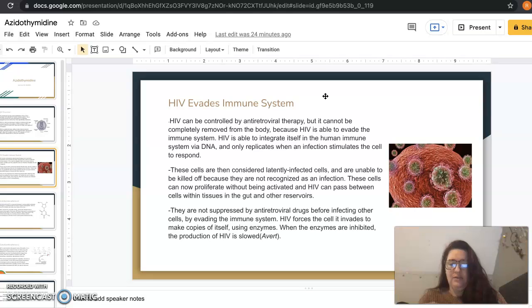HIV forces the cell it invades to make copies of itself using enzymes, and when these enzymes are inhibited, the production of HIV is slowed. And over here on the side, you can see just a little picture of what a cell in the human body looks like when it's being infected by the HIV cells.